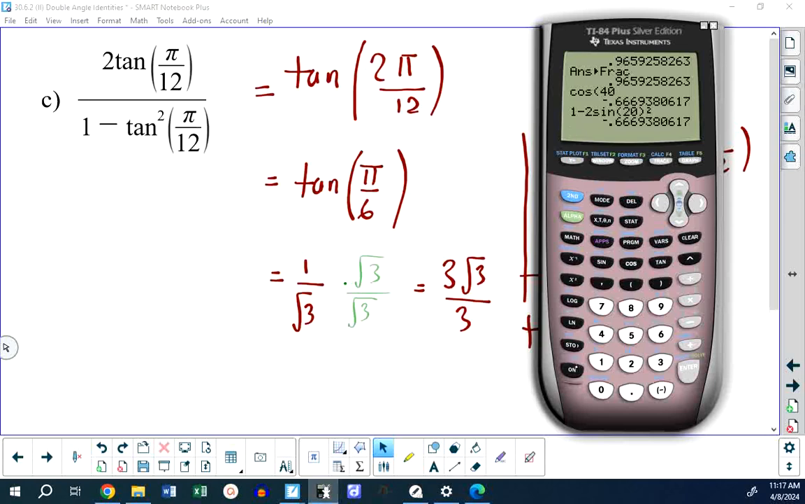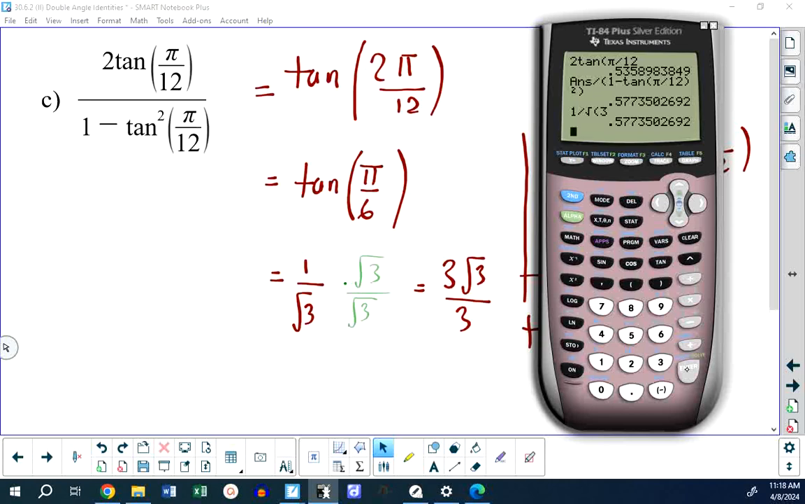Personally, what am I in? Radians, I would go 2 tan pi over 12. I guess I can use brackets for the bottom. Divided by brackets 1 minus tan of pi over 12, squaring the tan and closing the brackets on the entire bottom gives me this. And guess what? 1 divided by root 3 is equal to the same number. I should probably call this first example a warm-up, because that's all it is. It's getting you accustomed to seeing those patterns.